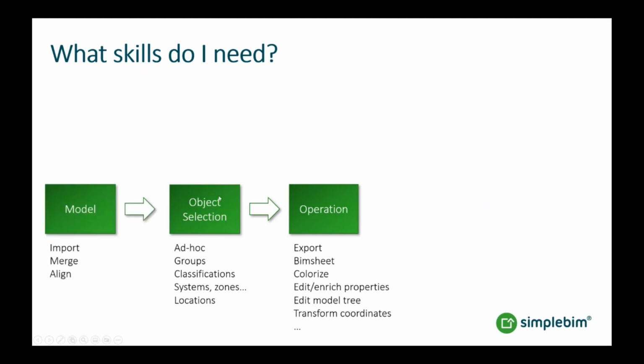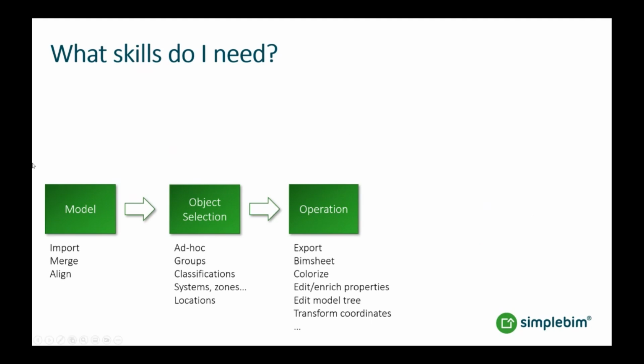But before you can do any object selections, you have to have the whole model. You have to have all the data from which you make the selection. So you need to be able to import IFC. You need to be able to merge IFC models, put them together. And then you need to be able to align models. So if they are in different coordinates, you need to rotate and move them so that they fit on top of each other nicely.